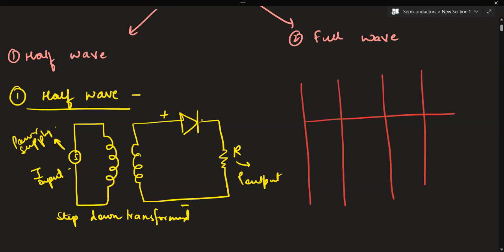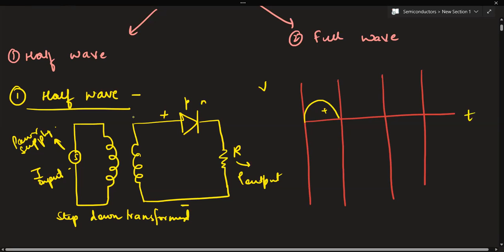When AC is supplied to the primary, the secondary of the transformer supplies the desired alternating voltage. So during the positive half of the cycle, this end is positive and this end is negative. Since this diode is a PN junction diode, it will be forward biased, so it will conduct. This is voltage, this is time.